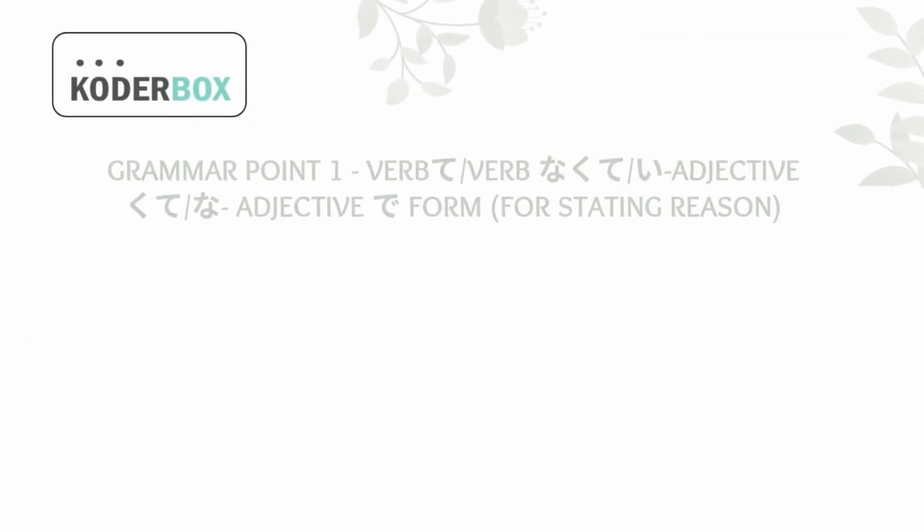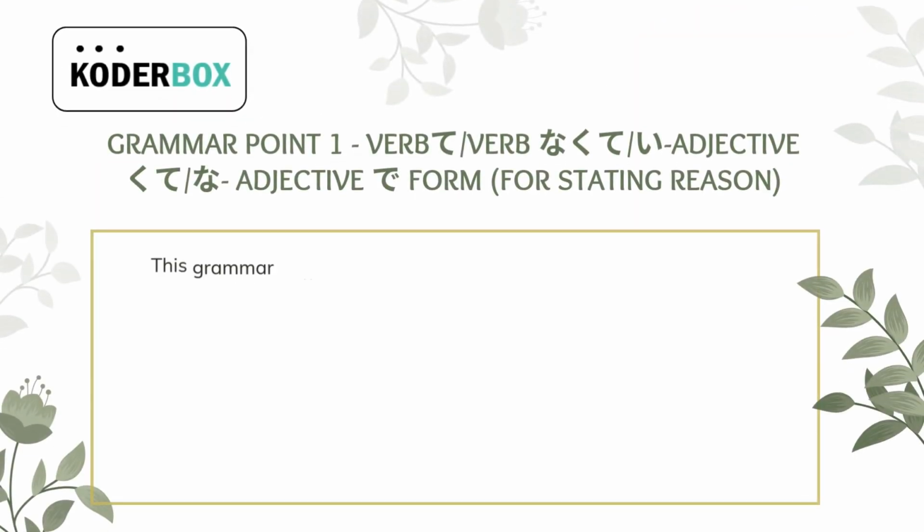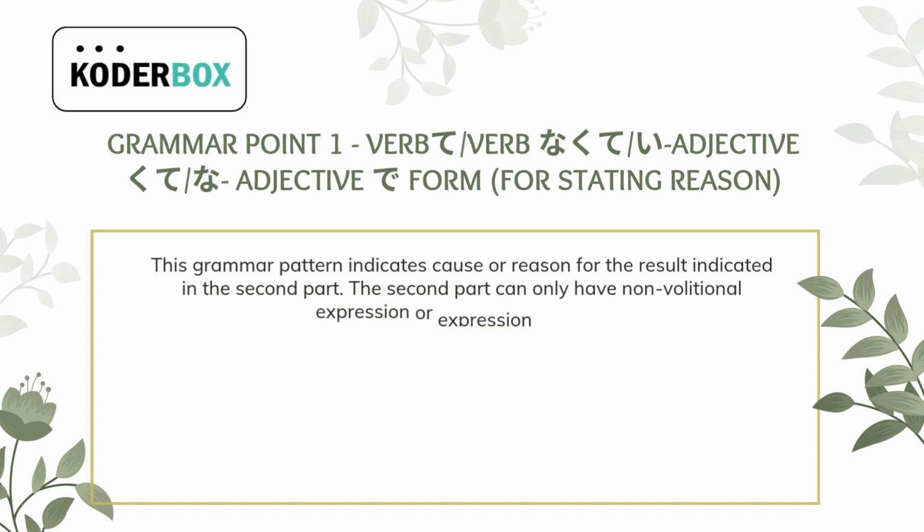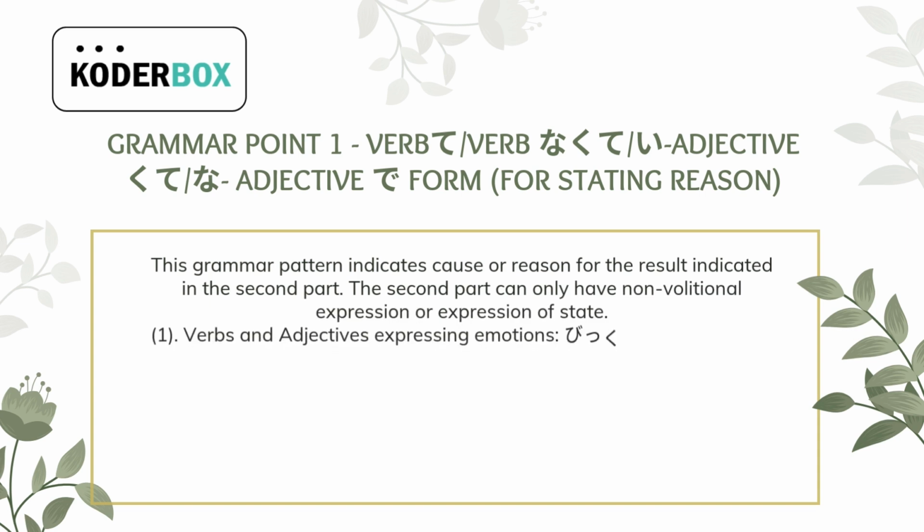Grammar point 1. Verb te, verb nakute, i-adjective kute, na-adjective de. Form stating reason. This grammar pattern indicates cause or reason for the result indicated in the second part. The second part can only have a non-volitional expression or expression of state.